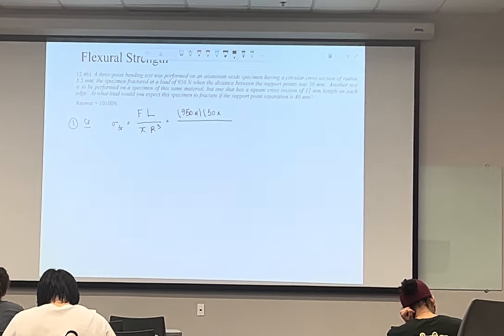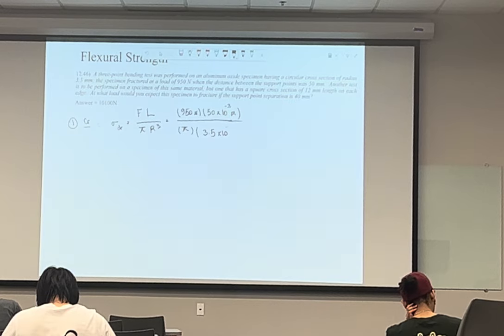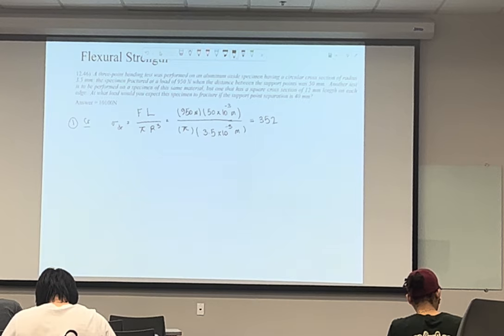We had a distance of 50 millimeters, which we convert into meters. The radius is 3.5 millimeters, which we also need to convert into meters. And we get our strength as 352 megapascal.